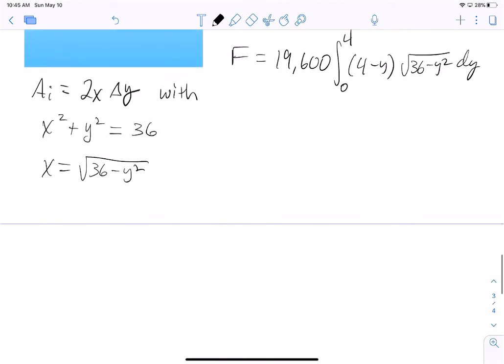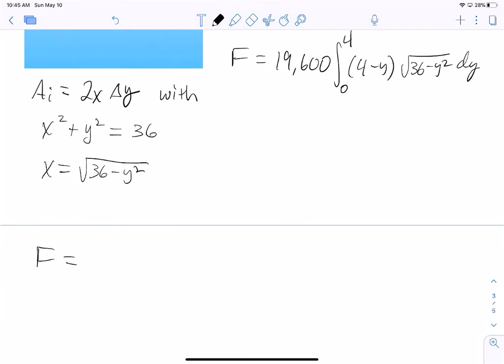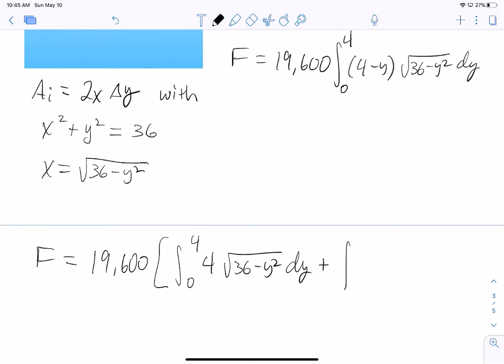To compute this integral, I would recommend splitting it up. So the force will equal 19,600 times the integral from 0 to 4, and when I split it up, what we're going to do is distribute the square root, right? So the integral from 0 to 4 of 4 times the square root of 36 minus y squared dy, plus the integral from 0 to 4 of negative y times the square root of 36 minus y squared dy. Now you may wonder, why negative y here? Why not just make that a minus?